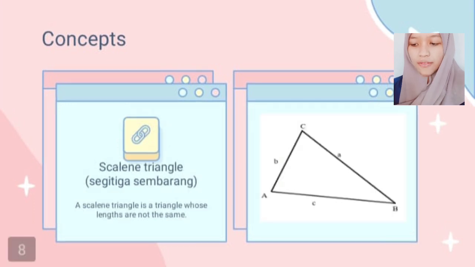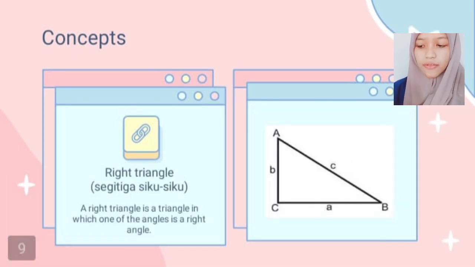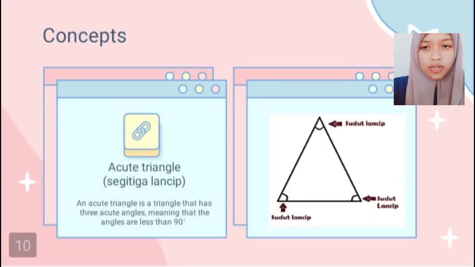Okay, next we have scalene triangle, or in Indonesian segitiga sembarang. A scalene triangle is a triangle whose side lengths are not the same. Next we have right triangle, or segitiga siku-siku. A right triangle is a triangle in which one of the angles is a right angle.